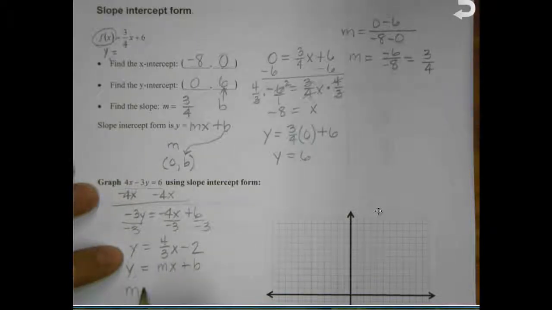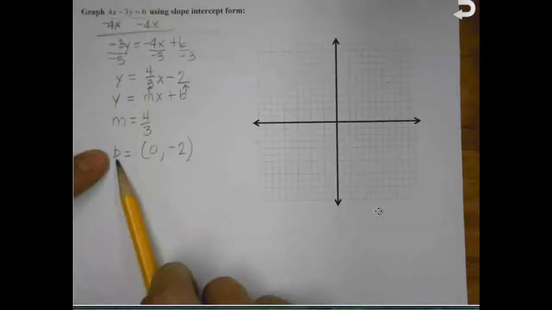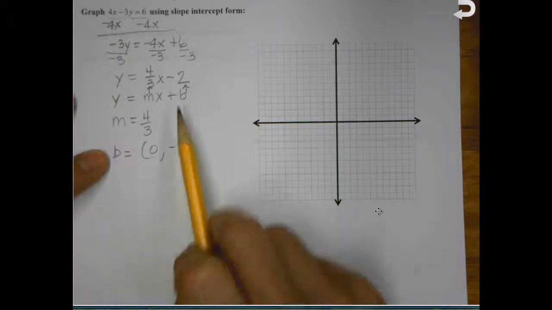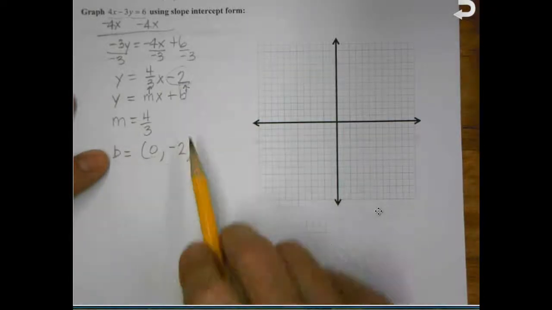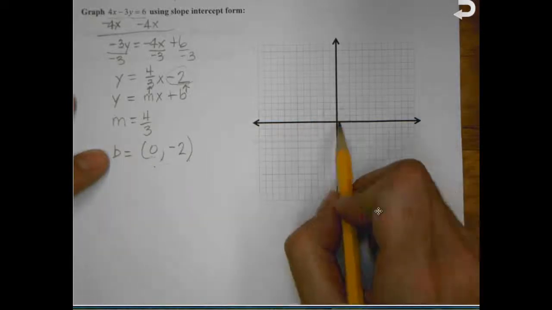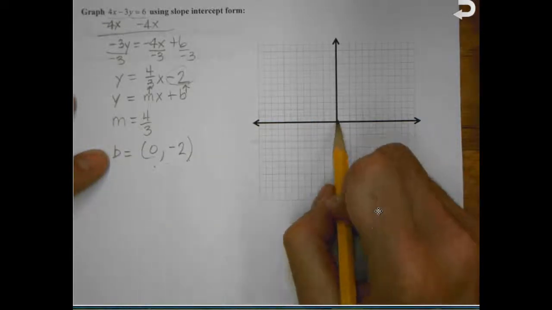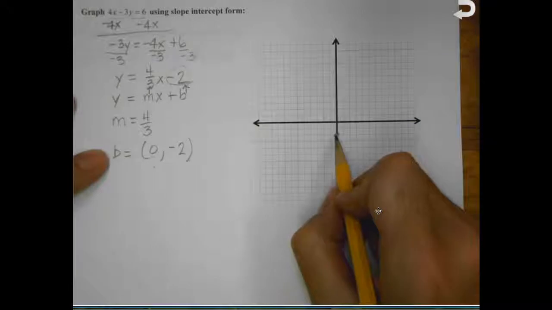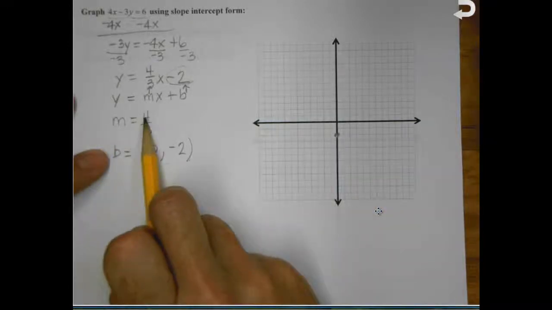Now remember, the format is called y equals mx plus b. So my m is that 4/3. My b is an ordered pair, 0 comma negative 2, and my negative 2 comes from right here. This gives me an ordered pair on my graph, so I can go ahead and graph that. 0 in the x direction, negative 2 in the y direction, so I have to move downward. And there's my point.